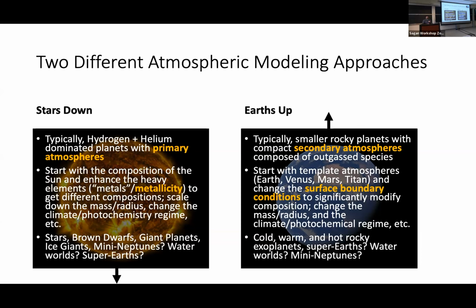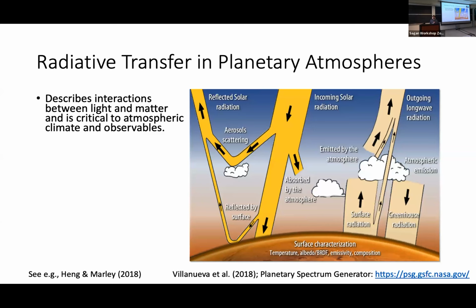And it still remains to be seen exactly what the nature of super Earths, these water worlds, ice giants are like. So regardless of the type of modeling, the radiative transfer equation in exoplanet atmospheres is critical. I'm not just showing the radiative transfer equation here with math, because typically we're using numerical codes to solve it and keep track of the incoming solar radiation, how it's reflected and absorbed by the planet's atmosphere, how it heats the atmosphere, and how the outgoing longwave radiation is emitted to space.